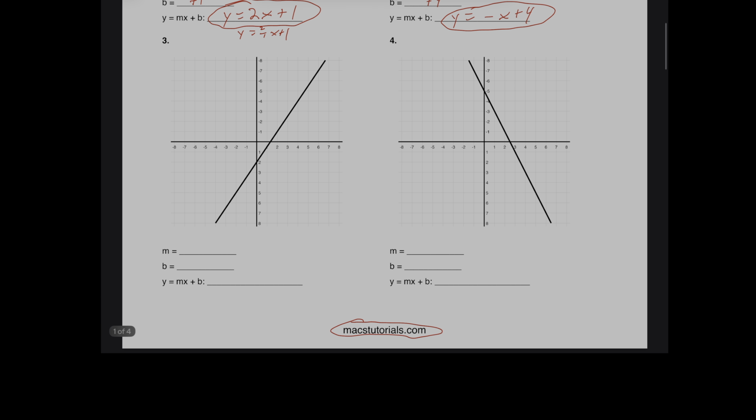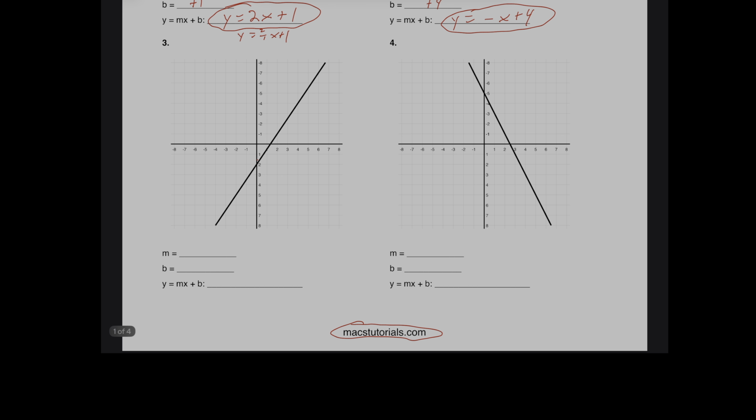Let's keep going on this. Let's go to the y-intercept first, and I notice that the y-intercept is right there at negative 2. Now let's do the slope, up 2 over 1. So my m is 2 over 1, or just 2. So I'm going to write y equals mx plus b, but it's a minus 2, so I'm going to write minus 2 on here, and that's going to be my final answer.